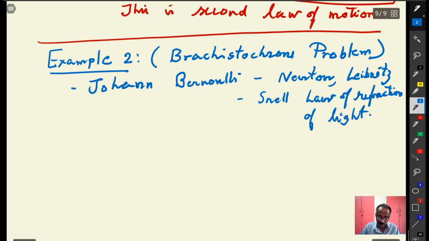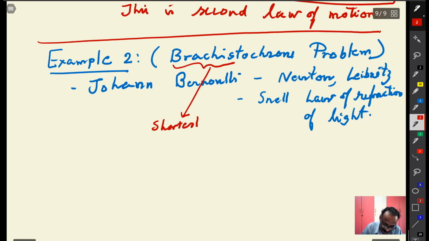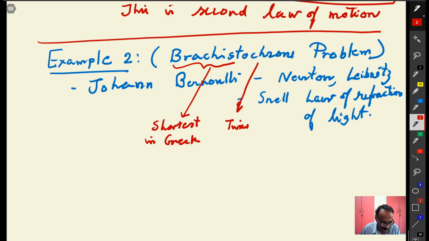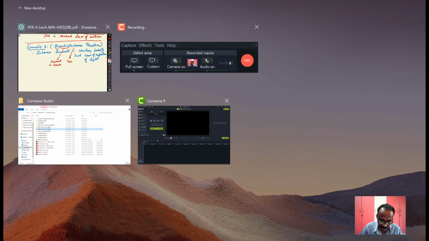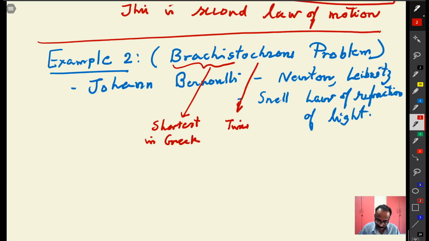Okay, so you have this thing. So what does this mean actually? Brachistochrone: Brachos means shortest, this is a Greek word, shortest in Greek. And Chrone means time. So the shortest time. When I explain, you will understand the meaning of shortest.